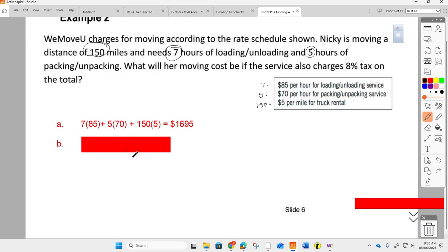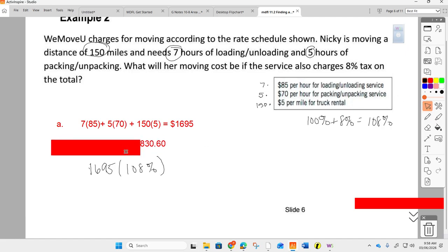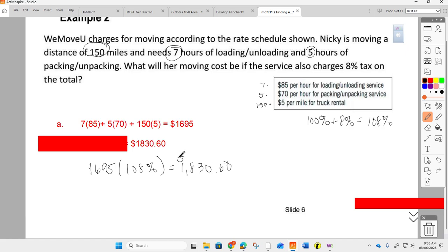So now we can take that $1,695 and multiply it by, in this case now it's going to be 100% plus 8%, or 108%. So times 108%, and that would give us $1,830.60. That would be her total cost for loading, unloading, packing, and unpacking, and the per mile cost for running the truck.